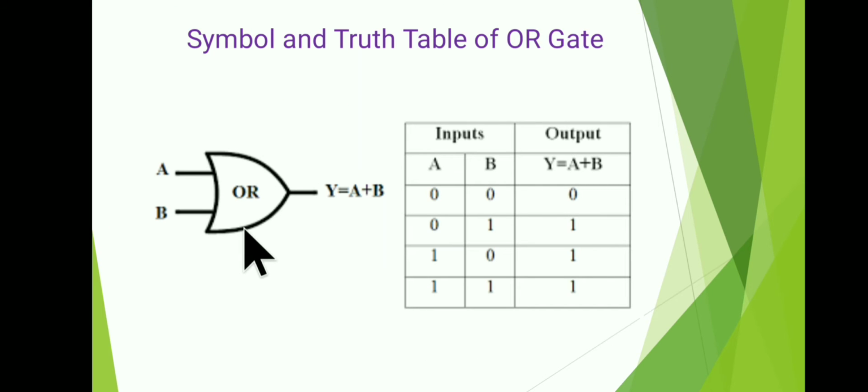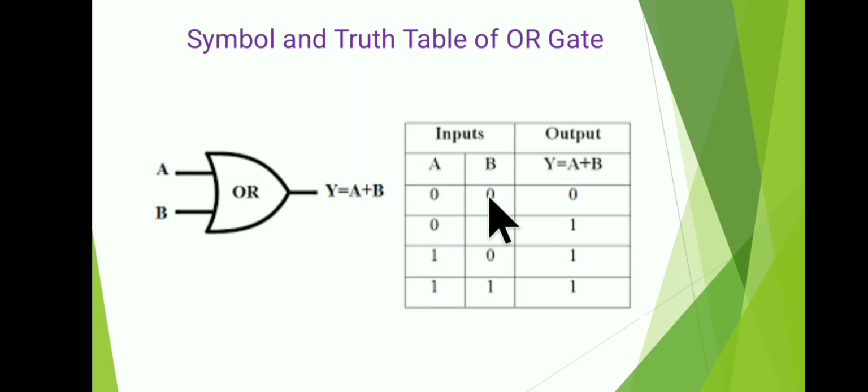Symbol of OR gate. Boolean expression for OR gate, Y is equal to A or B. This plus sign means the logical OR condition. A and B are the inputs. The function of OR gate is that if any one input is high, output is high. That means logically high or one condition.